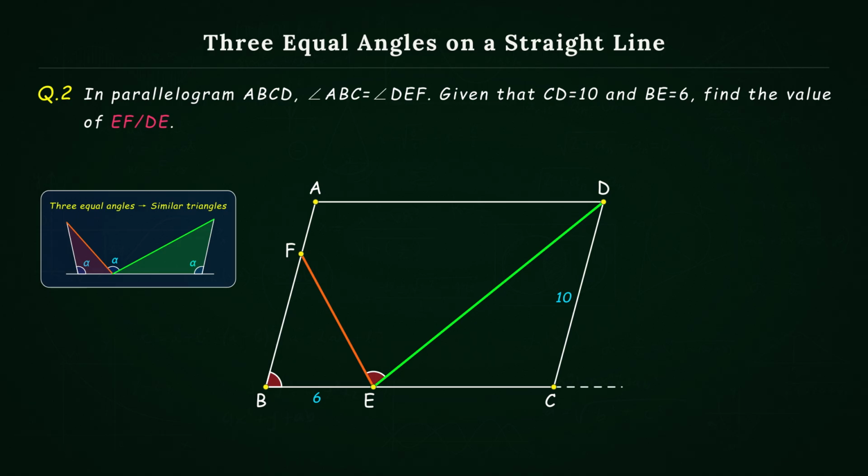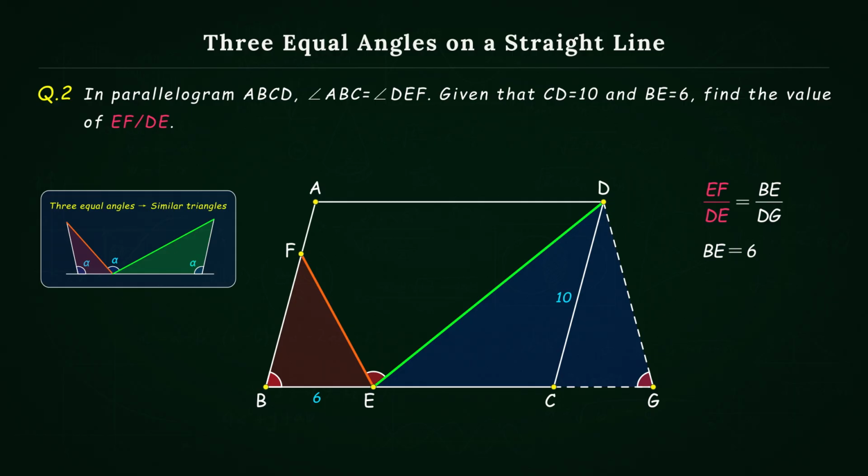So, extend BC and choose a point G on the extension such that angle CGD is equal to this angle. From the model we introduced earlier, these 2 triangles are similar. The ratio we're looking for is the ratio of a pair of corresponding sides, so it must be equal to the ratio of another pair of corresponding sides, BE to DG. We know that BE is 6, so we only need to find the length of DG.